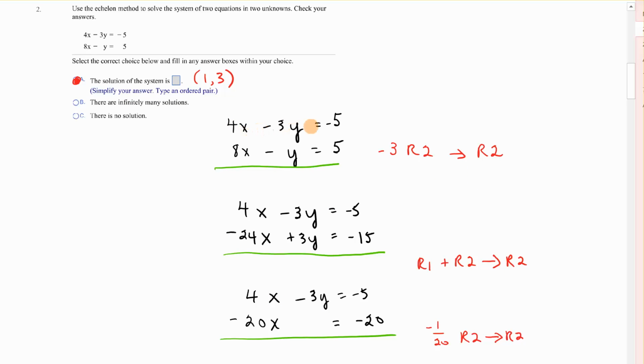Here's your original equations, and we don't have it nicely like we did in the first one. We're going to have to do a little bit different. So if this could be a positive 3y and we added them, we would eliminate y. So we will write negative 3 r2 is going to give me a new r2. So I rewrite row 1, I multiply this one by negative 3, and I get this new row. All right. Now when I add these two, I'm going to have a new row 2.